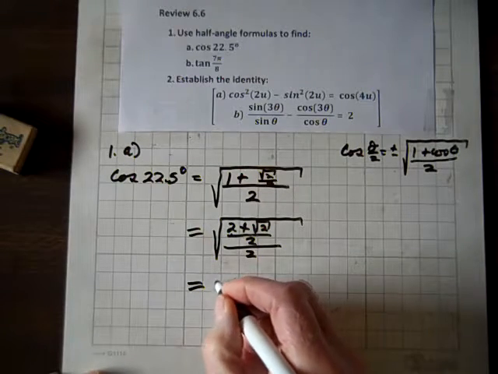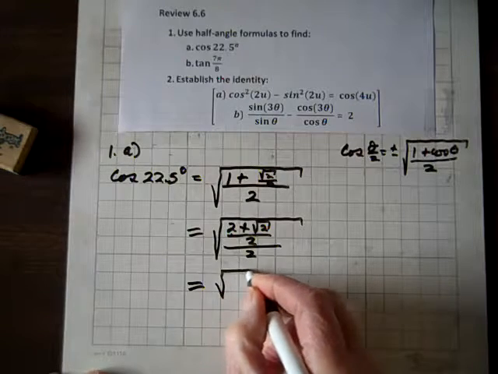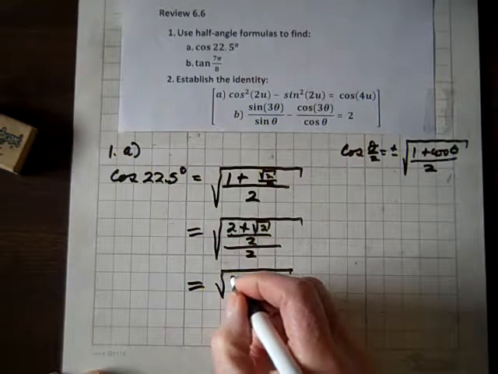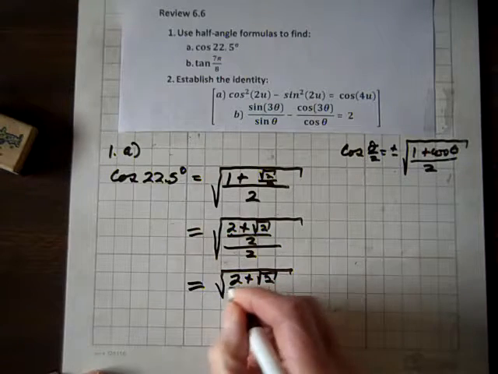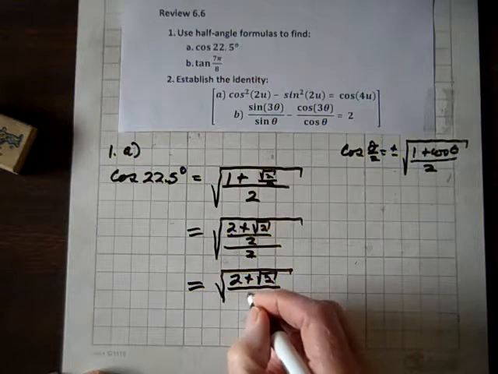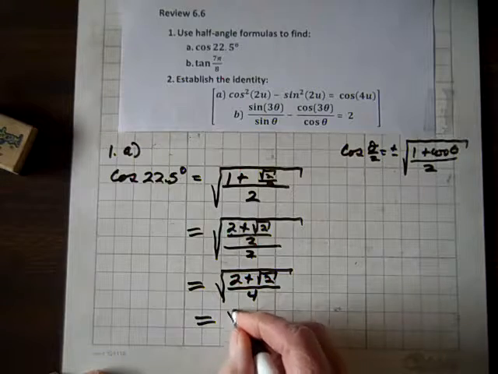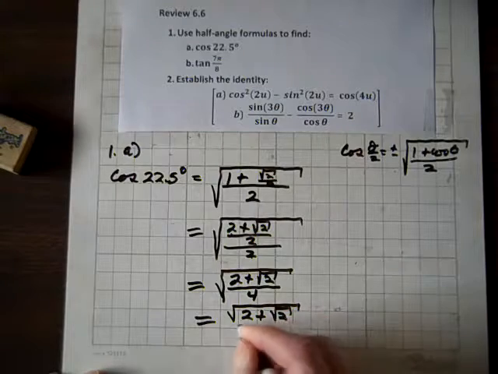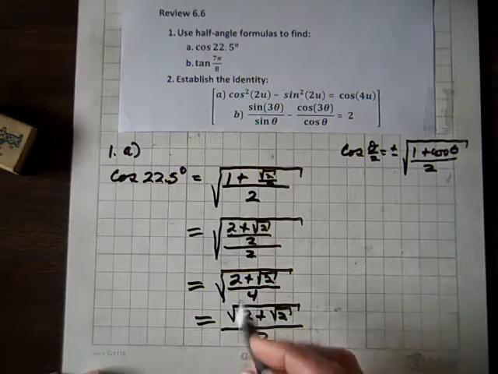which equals square root of, and when we invert and multiply, we get 2 plus root 2 over, invert and multiply, that's going to be 4, which equals, and the square root of 4 is 2, so that's just going to be the square root of 2 plus root 2 all over 2. And we've got it, we're done.